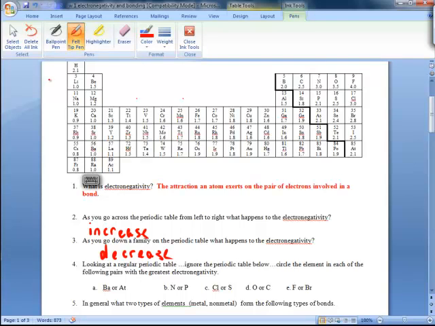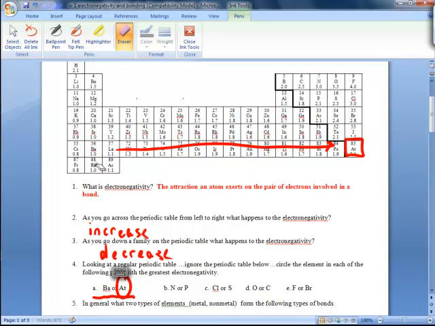So we're looking here at number 4 on your worksheet now, looking at a regular periodic table, ignoring the numbers on the periodic table that's up here, although we're going to use it. Circle the element in the following pairs with the greatest electronegativity. So we're looking here at A. Which element has the greatest electronegativity? Will it be barium, or will it be astatine, which is right here? Based on our trend, we know that if we go across the period, we'll get to greater electronegativities. So this must have the greater electronegativity of that pair.